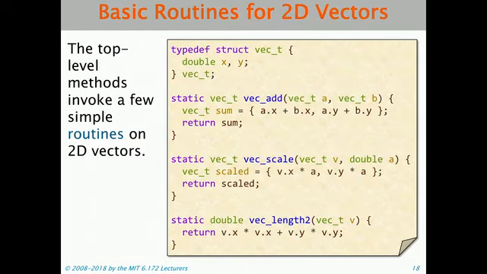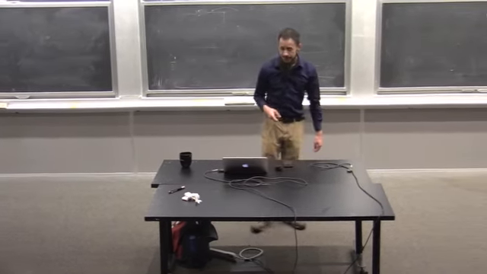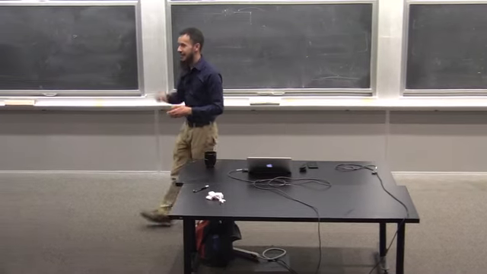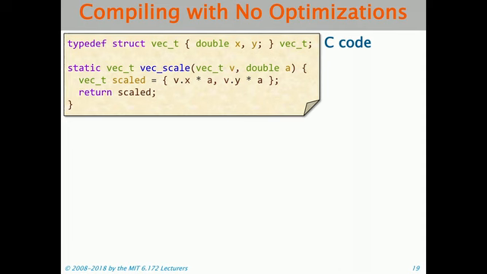So all of these methods within this code make use of these basic routines on 2D vectors, points in XY, or points in 2D space. And these routines are pretty simple. There's one to add 2 vectors. There's another to scale a vector by a scalar value. And there's a third to compute the length, which we won't actually look at too much. Everyone good so far? OK. So let's try to start simple. Let's take a look at just one of these one-line vector operations, vec_scale.